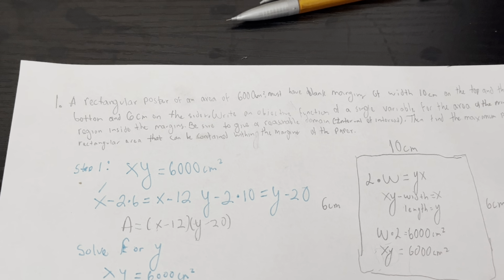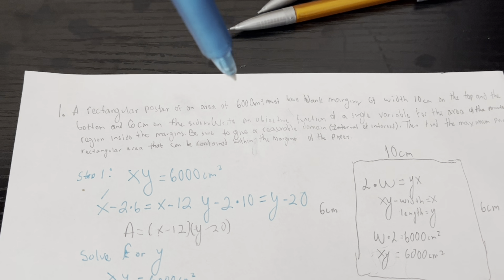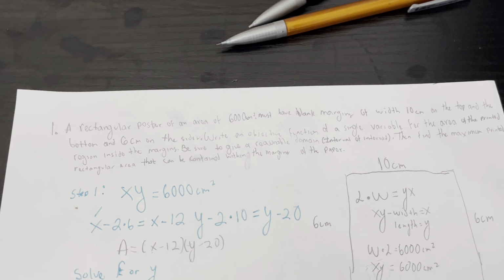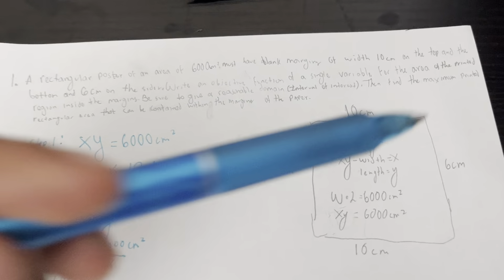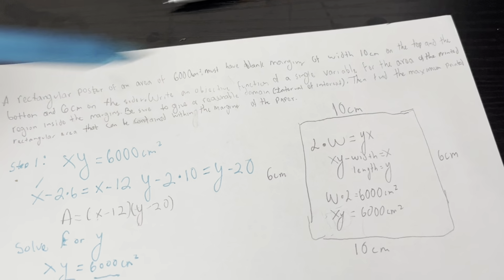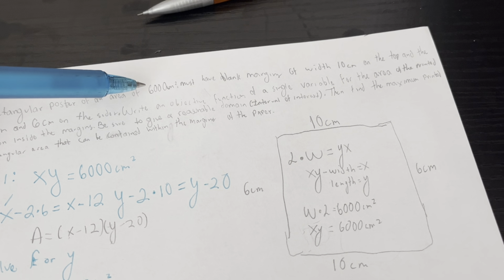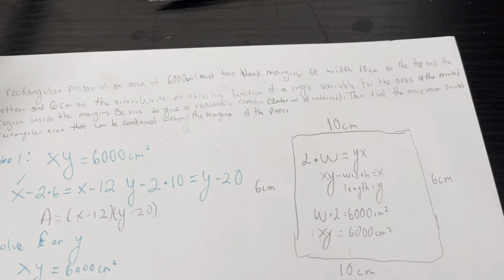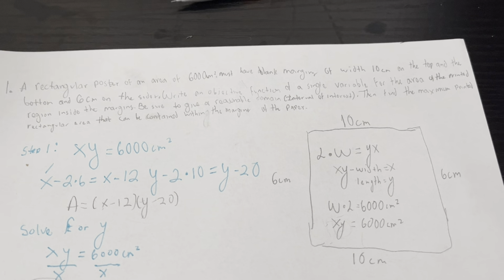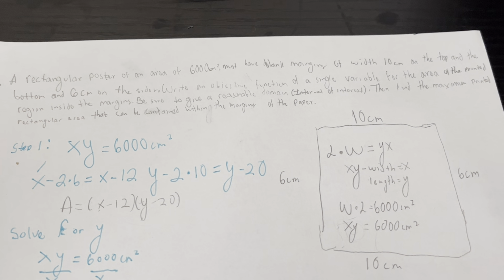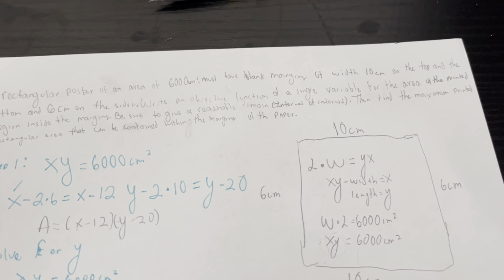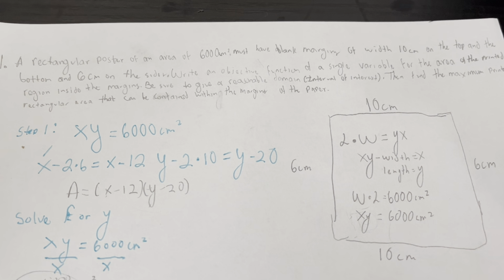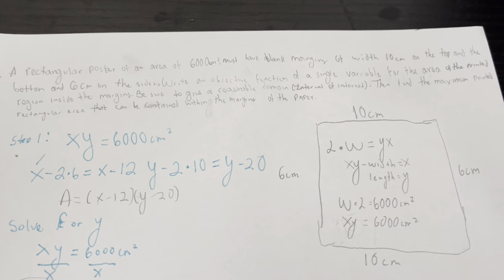A rectangular poster of an area of 6,000 centimeters squared must have blank margins of width 10 centimeters on the top and on the bottom. Here we go, 10 centimeters and 10 centimeters, and 6 centimeters on the sides. Write an objective function of a single variable for the area of the printed region inside the margins, be sure to give a reasonable domain, interval of interest, then find the maximum printed rectangular area that can be contained within the margins of the paper.